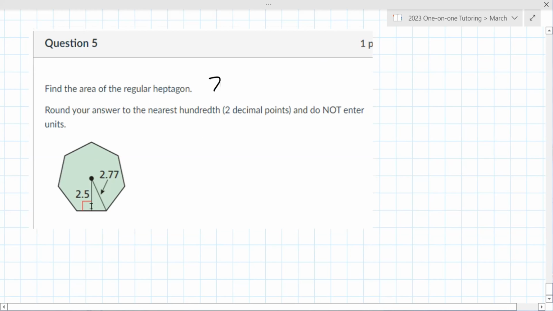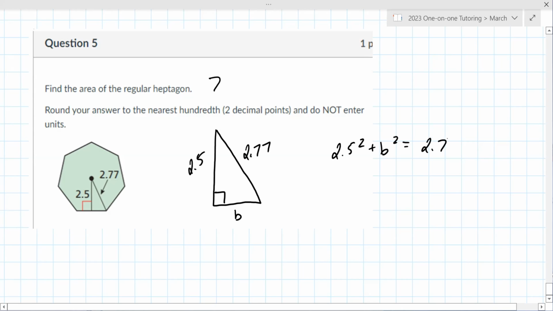But they are giving you 2 of the 3 sides of a triangle. Do you see that? This is 2.5. So you can find B in this problem. Do we put it in the Pythagorean theorem? Exactly. 2.5 squared plus B squared equals 2.77 squared. So when you solve for B, round it to 4 decimal places because it's an intermediate result. You usually go out 2 more or double what you already have.